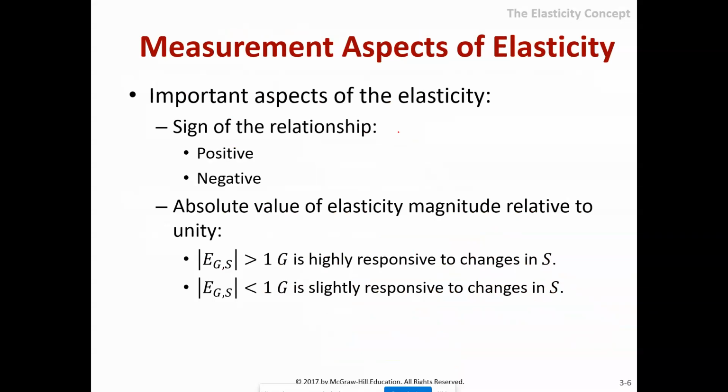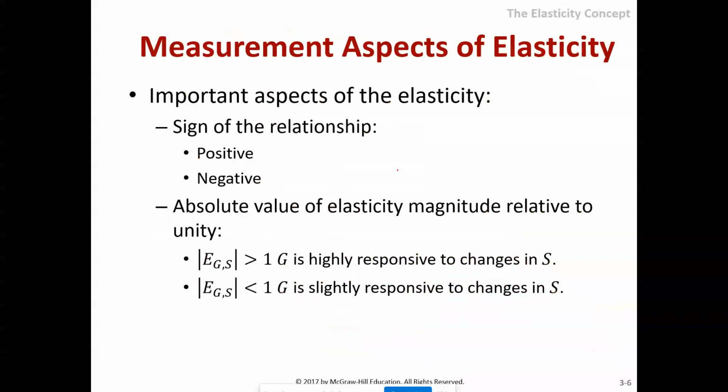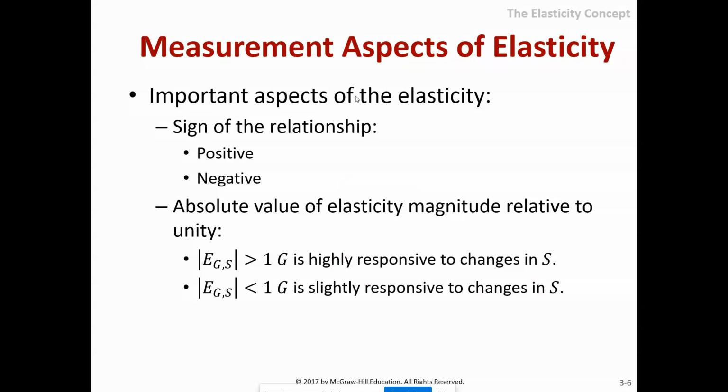Then the elasticity coefficient sign also provides us the qualitative relationship. If the sign is positive, it means the percentage change in G and the percentage change in S move in the same direction. There's a positive relationship. If it's negative, it means they move in opposite directions. Then the absolute value, the magnitude, also tells us something other than the sign.